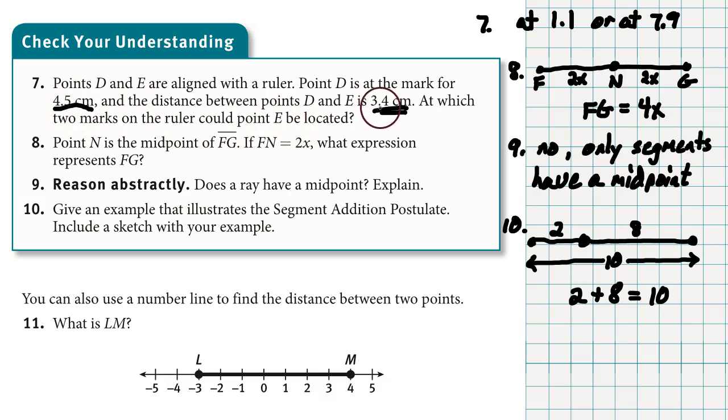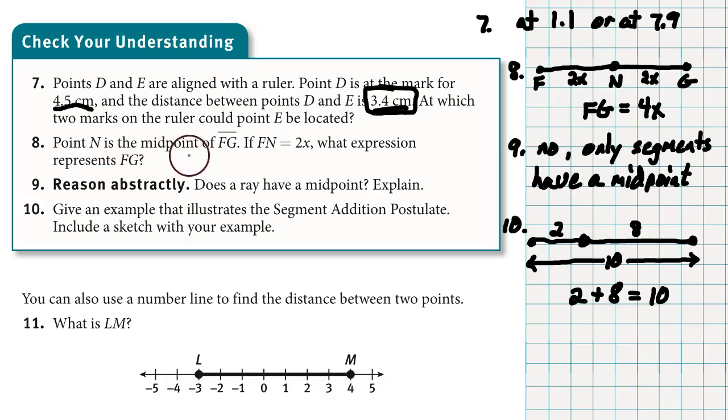4.5 plus 3.4 is 7.9. That's one possibility. 4.5 subtract 3.4 is 1.1. That's the other possibility. If the other mark was at either of these numbers, then the distance between the dots could be 3.4.